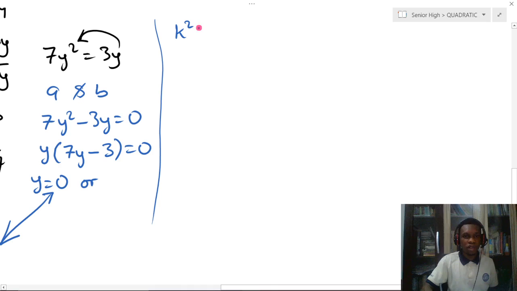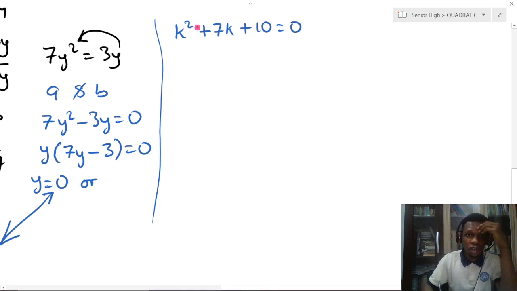We are given k squared plus 7k plus 10 is equal to 0. Now solving this question, we find the possible values that when you add them you have 7, and when you multiply them you have AC. What's our AC? Here A is 1, right? So 1 times our C, which is 10, so our AC will be 10, a positive value. So what are the values that when we add we get 7, and when we multiply we get 10? Think of it. Is there any value that comes to your mind?